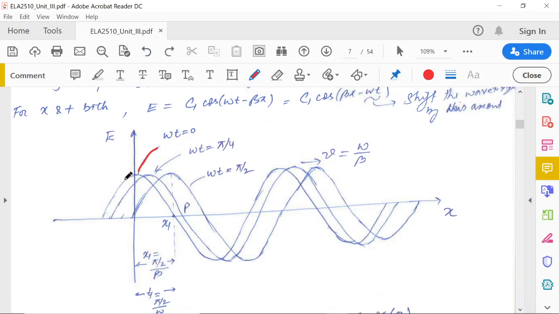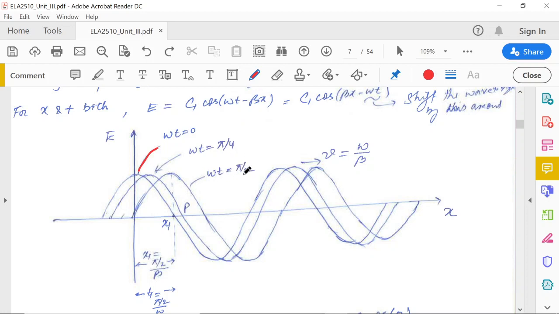So this is the same wave. Now suppose that t is changed to a certain point where omega t becomes pi by 4. So when this becomes pi by 4, the wave will be shifted by pi by 4. So this wave, what I'm getting here, will be shifted to the point where this phase is pi by 4. This is x. So this is the point where the phase becomes pi by 4.